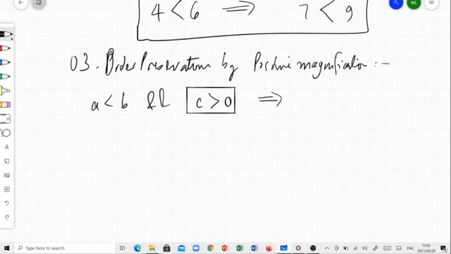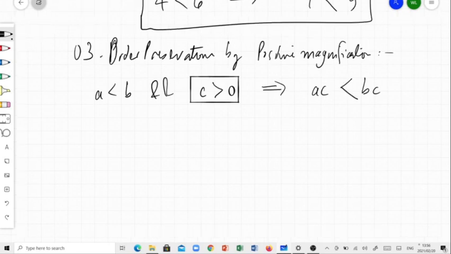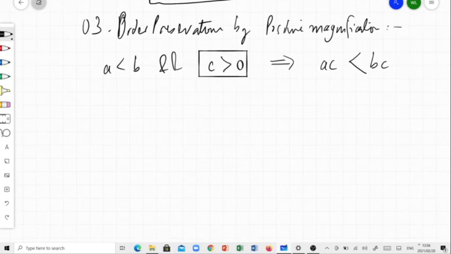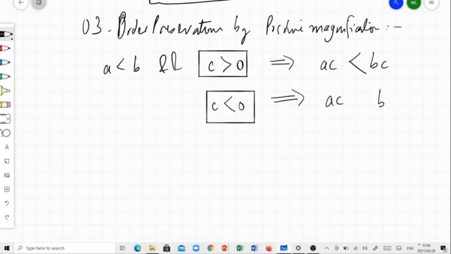Then what happens here is that if I magnify A and B both by C, in other words I get AC and BC, then the order is preserved, okay? However, if my magnifying factor is in fact negative, then unfortunately the order gets reversed. So you've got reversal under negative magnification.